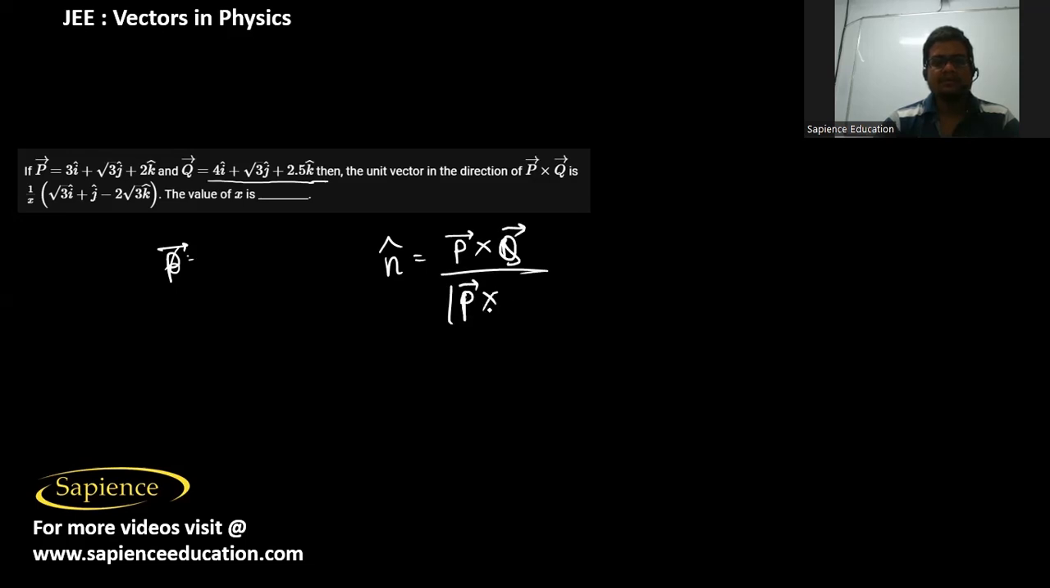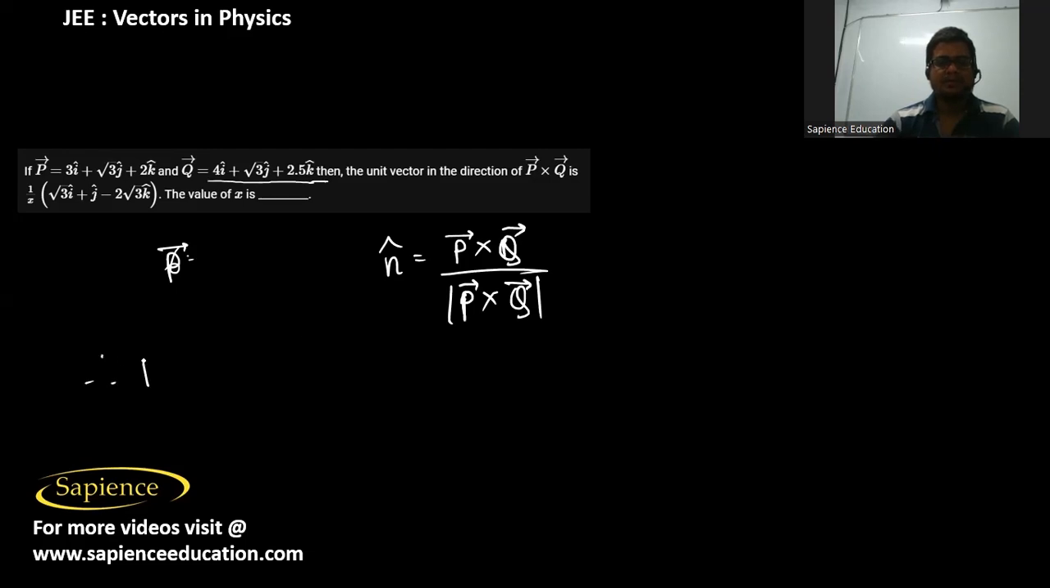Here it is told that p vector is equal to 3 i cap plus root 3 j cap plus 2 k cap, and q vector is 4 i cap plus root 3 j cap plus 2.5 k cap. Then the unit vector in the direction of p cross q is given, then the value of x is to be found. So the unit vector n cap in the direction of p cross q will be p cross q divided by magnitude of p cross q.